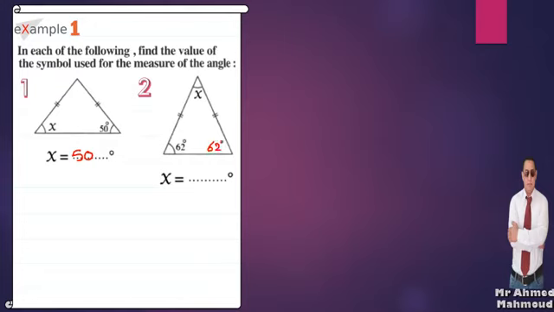Okay, then to find x here, x equals 180 minus open brackets 62 plus 62, then x here equals 56 degrees.